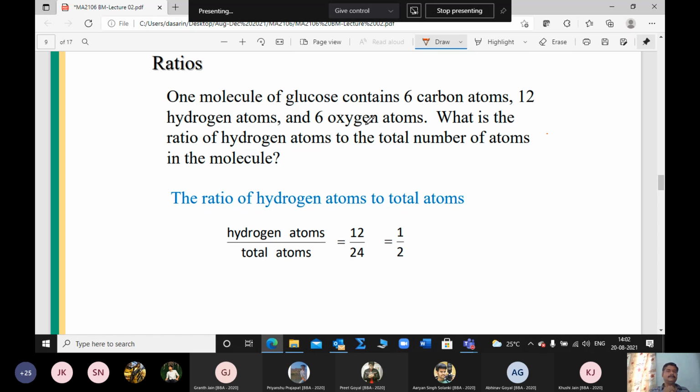Suppose I change this question: what is the ratio of the carbon atoms to the total number of atoms in that molecule? 6 by 24. 6 by 24 is the answer. Similarly, what is the ratio of the oxygen atoms to the total number of atoms in that molecule? The answer again is going to be 6 by 24. So 12 hydrogen and 6 oxygens. Hydrogen to total, 12 by 24.